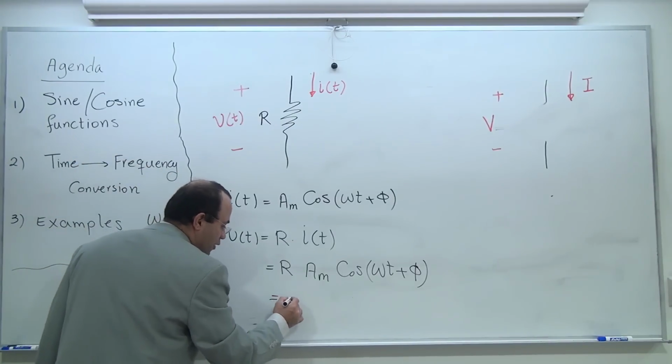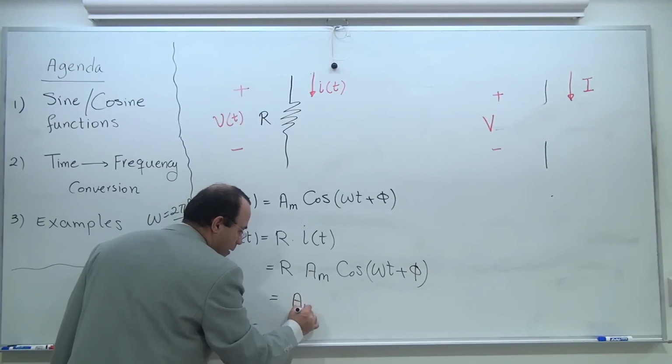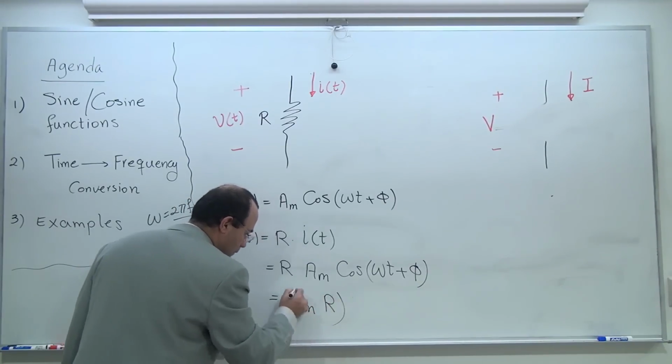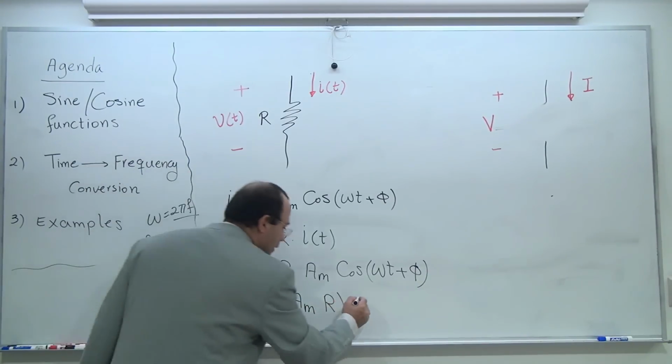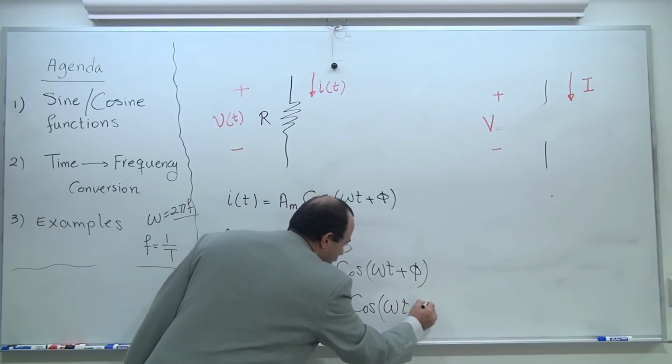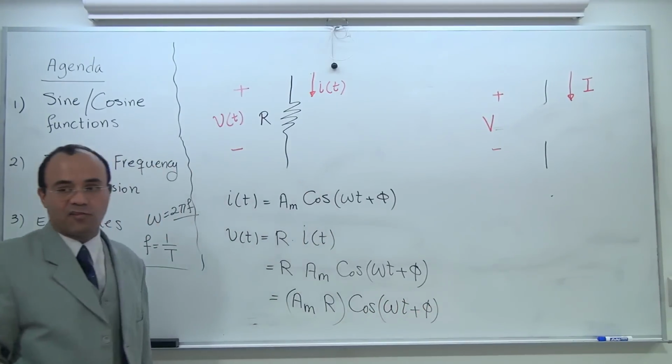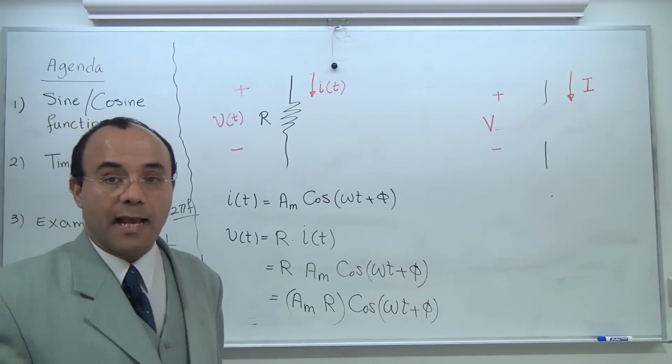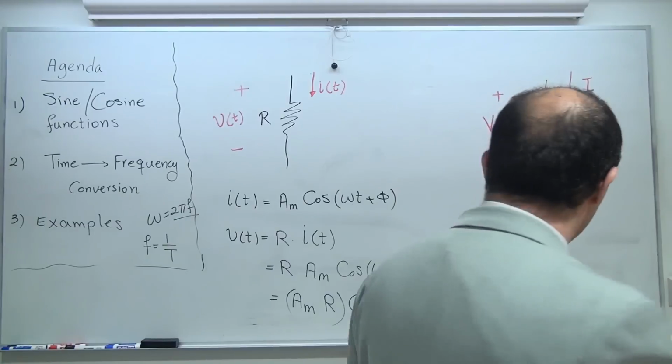So I'm going to separate this. This is going to be A_m R. That's my new amplitude. Cosine, that's the function I wanted to see. And I can see no more phase shift. A number of important lessons I just learned from this.